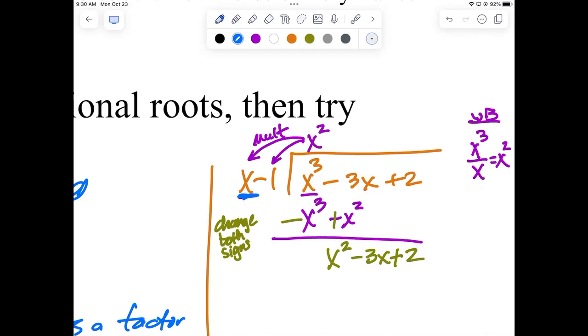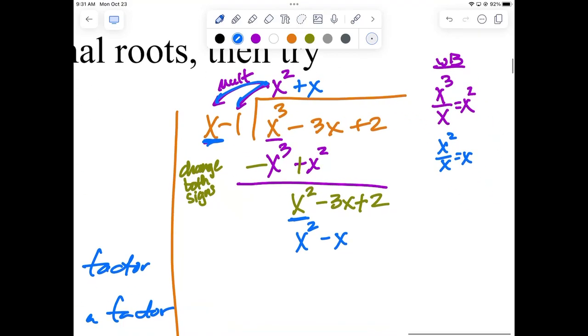How many times does x go into x squared? Well, what's x squared divided by x? X times. So this becomes plus x. And I distribute from up top. What's x times x? X squared. What's x times negative 1? Negative x. Okay, good. And now I subtract, so what do I do to both sides? I change both signs. We're subtracting, so we distribute the negative.